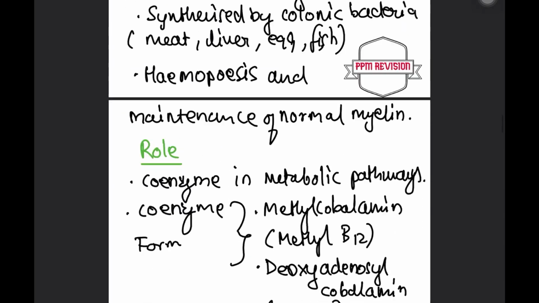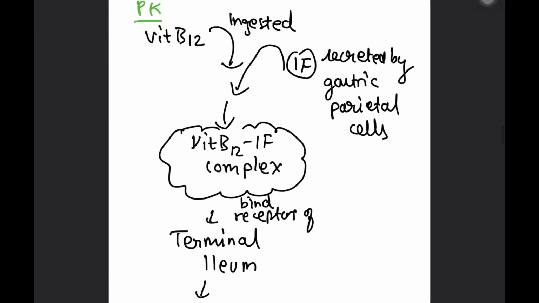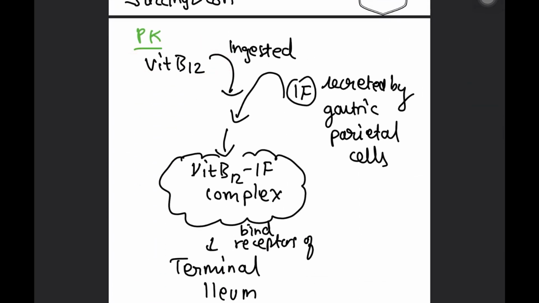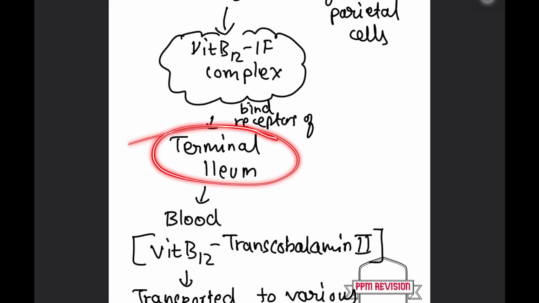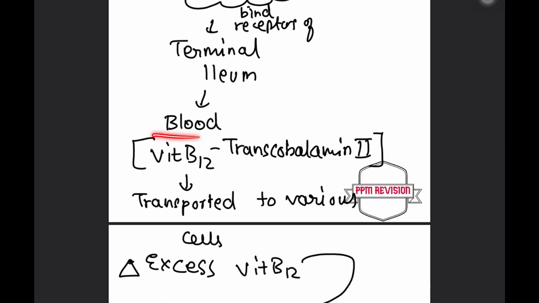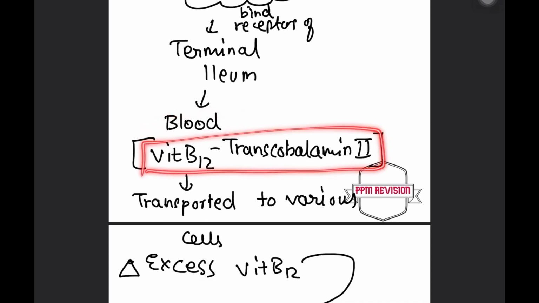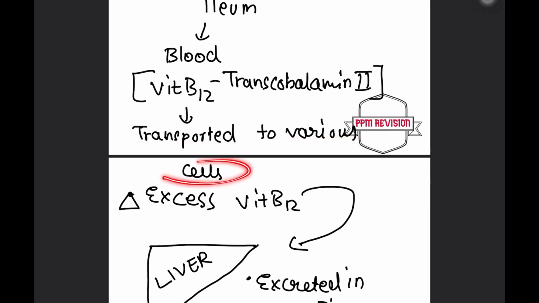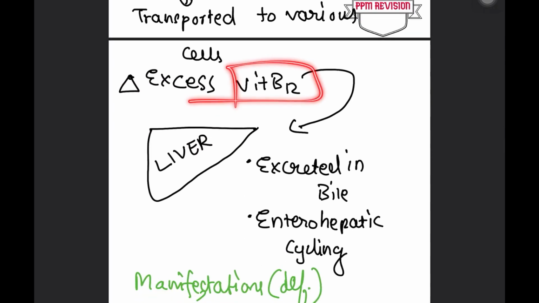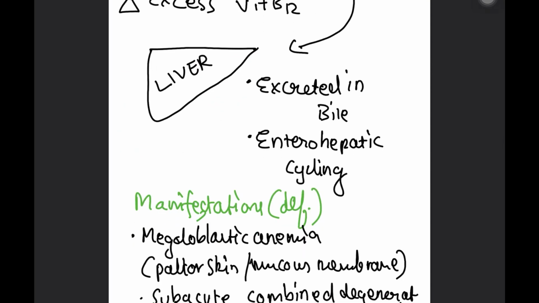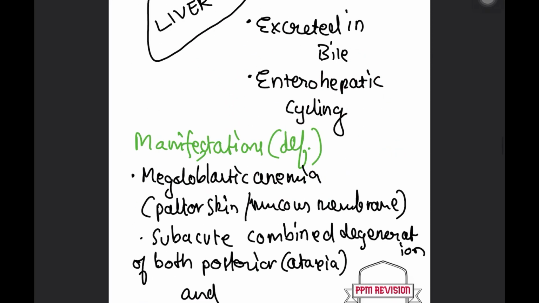Then talking about pharmacokinetics of vitamin B12, vitamin B12 is ingested, and then along with intrinsic factor, which is secreted by the gastric parietal cells. It is important to know that intrinsic factor is released from gastric parietal cells. Vitamin B12 and intrinsic factor form a vitamin B12 intrinsic factor complex, which binds to a receptor in the terminal ileum, and then it moves into the blood as vitamin B12 transcobalamin 2, and is transported to various cells. In case of excess vitamin B12, it goes to the liver, and it is also excreted in the bile and goes to enterohepatic cycling.